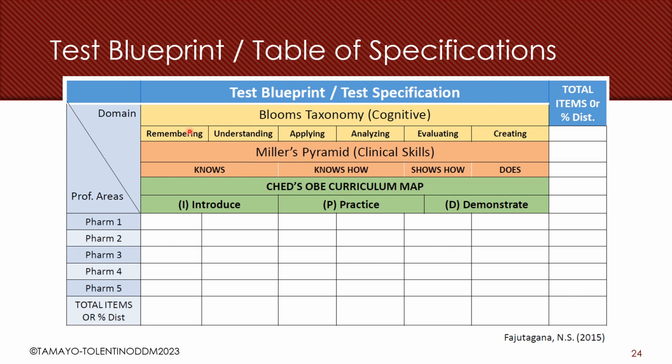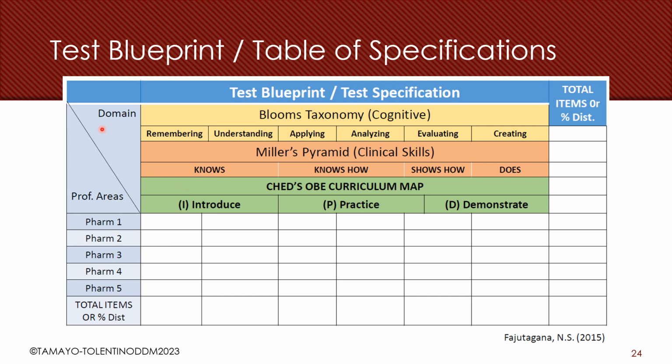Bloom's taxonomy is specifically used for written examinations, written assessment. Miller's pyramid is for clinical competence, skills, or behavior. CHED's OBE curriculum map can be used for both. So personally, I use Bloom's taxonomy because I typically use test blueprint for written examinations.